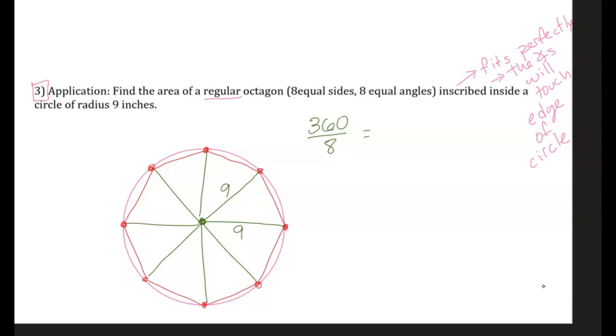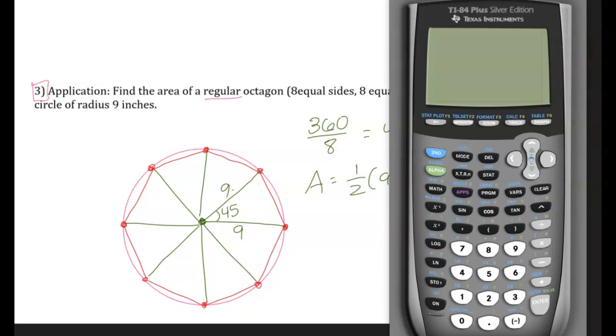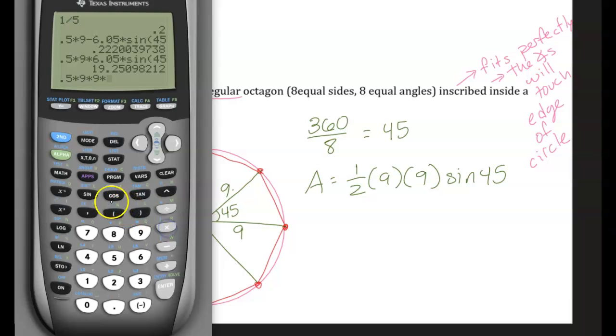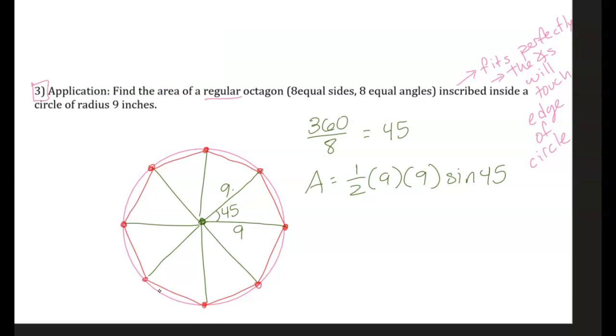45. So now, because I know this angle, I can apply my formula, because this is a side angle side triangle: 1/2 of the two sides that we have on the triangle times the sine of the angle between them. So we have 1/2 times 9 times sine of 45, 28.64.